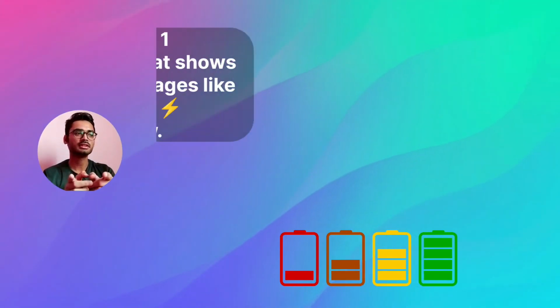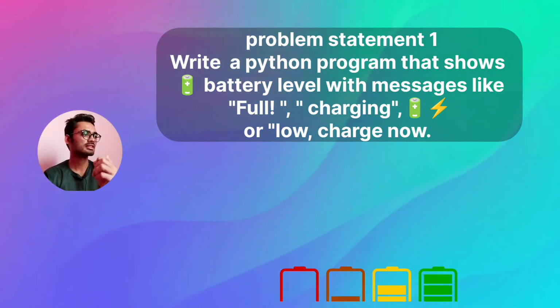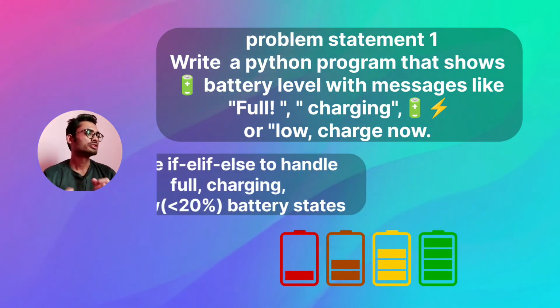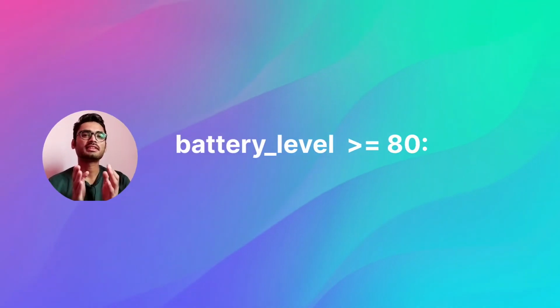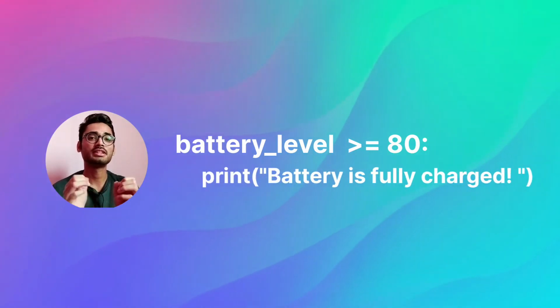Problem statement number 1. Write a Python program that shows battery level with messages like fully charged or low charge now. Use if elif else to handle full charging and low, lesser than 20% battery states. When the battery level is greater than or equal to 80, it is going to show the message that battery is fully charged.